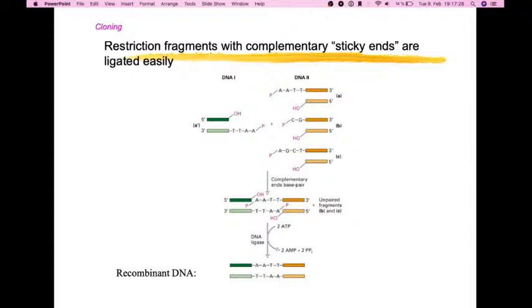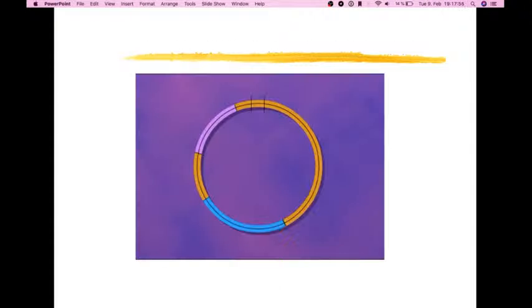Restriction fragments with complementary sticky ends are ligated easily. You can see DNA 1 and DNA 2, two different DNAs. We ligate them with the help of end base pairs, each attaching to its complementary part, and it produces a recombinant DNA at the end with the help of the enzyme DNA ligase. Some small story.